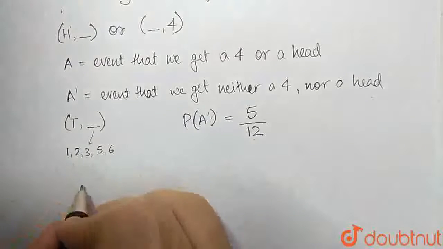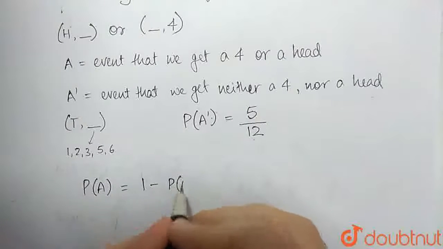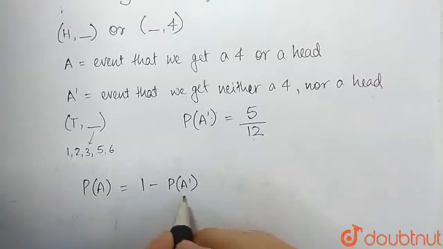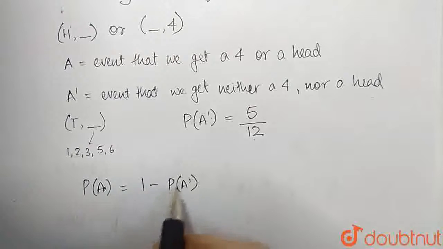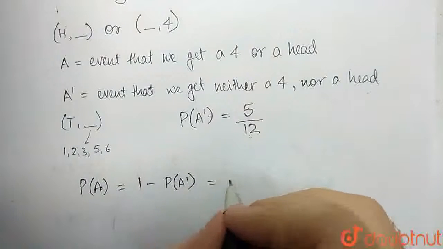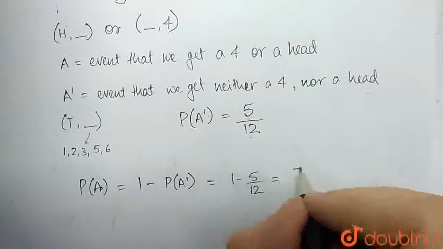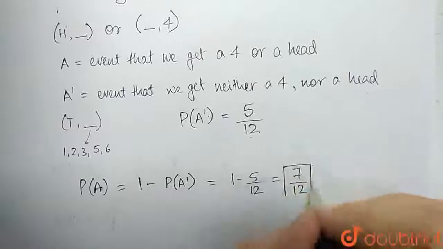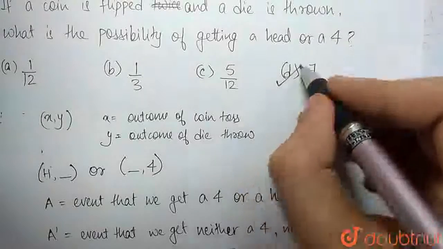Now we can simply find out probability of A, which is 1 minus probability of A complement. This is the property, right? Probability of any event is 1 minus probability of that event's complement, right? So we'll just substitute this value. We get 1 minus 5 by 12, which is equal to 7 by 12, right? Comparing with the options, we see that option D is correct.